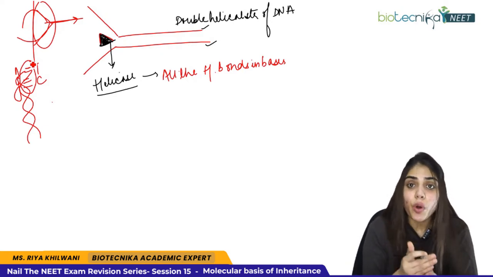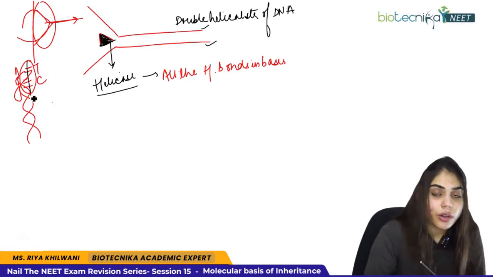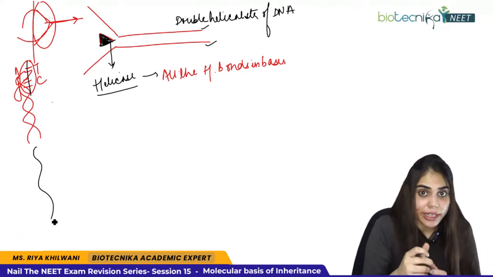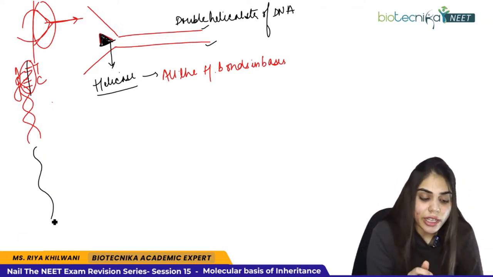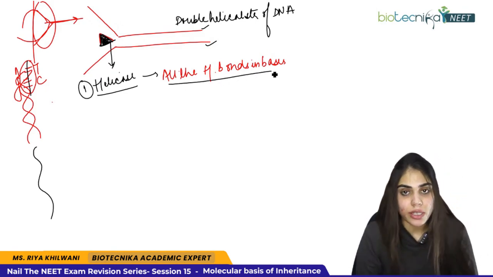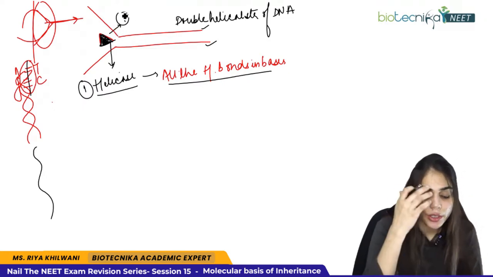So it is very important to break these hydrogen bonds, because once the hydrogen bonds are broken, this DNA will be separated, or at least it gets loosened up. So the first thing, the helicase will come that will break all the hydrogen bonds in bases. So this is the very first enzyme that is coming into play.